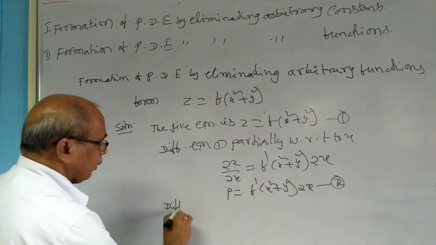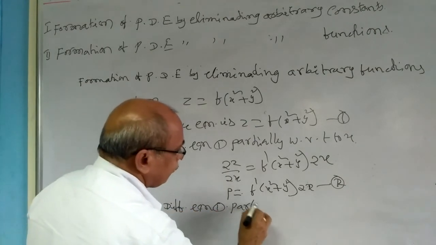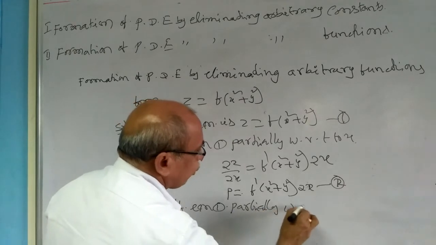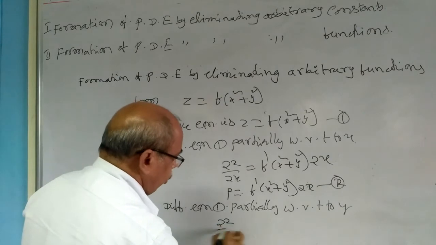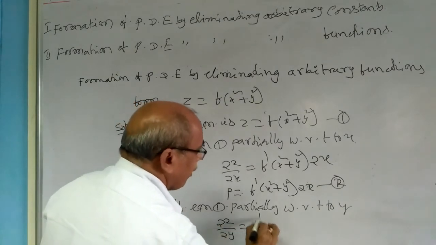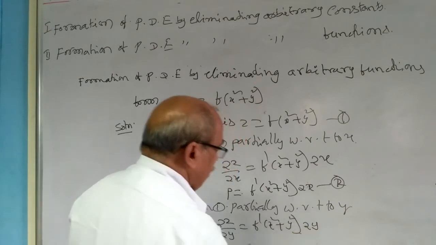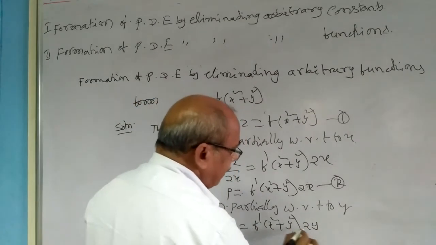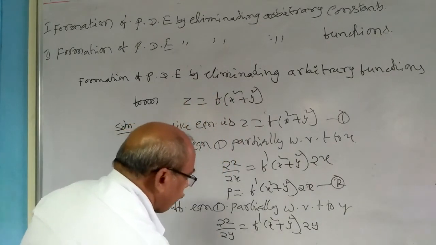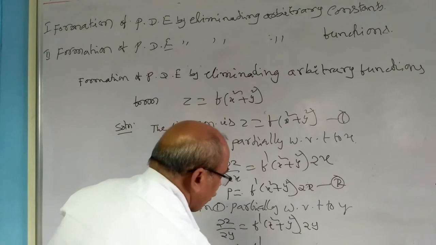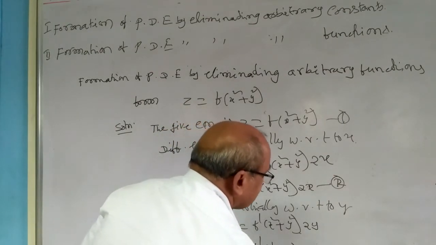Differentiating equation 1 partially with respect to y, that is dou z by dou y is equal to f dash x square plus y square into differential of x square plus y square with respect to y, that is 2y. Dou z by dou y is denoted by q. Q is equal to f dash x square plus y square into 2y. That is equation number 3.